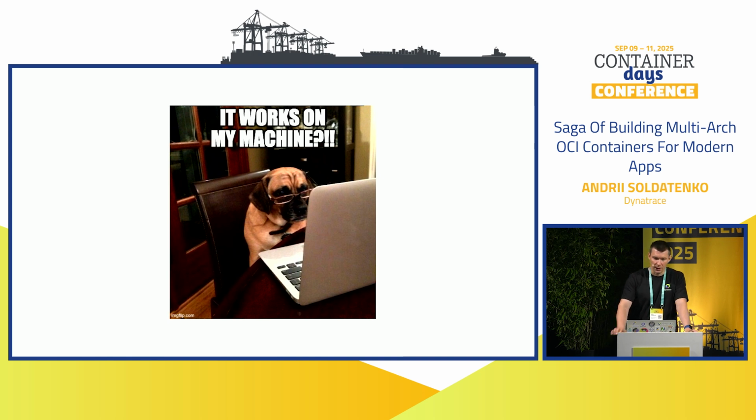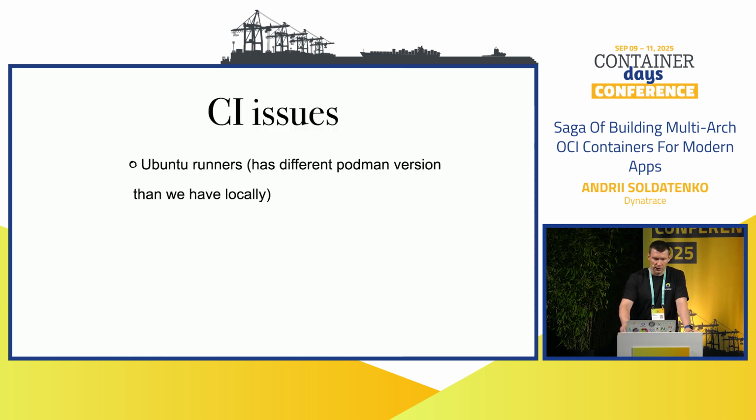But the problem is that on CI, we found that Ubuntu runners have different Podman versions than we have locally. You're a little bit limited by the Ubuntu version, and you know how Ubuntu has LTS, and if a package is already installed, it's a bit tricky to upgrade it. Podman was already pre-installed, and you can't just bump the version. I mean, you can, but it's lots of work. Then we realized it's not 100% feature-complete.